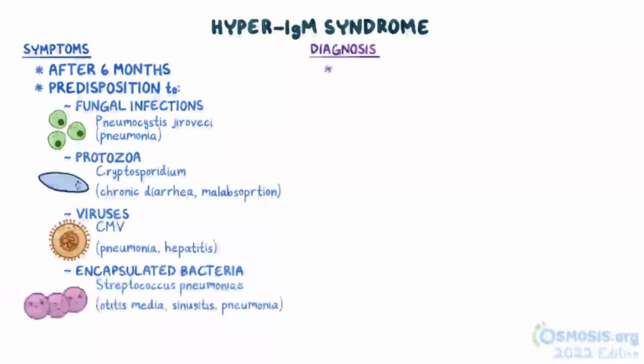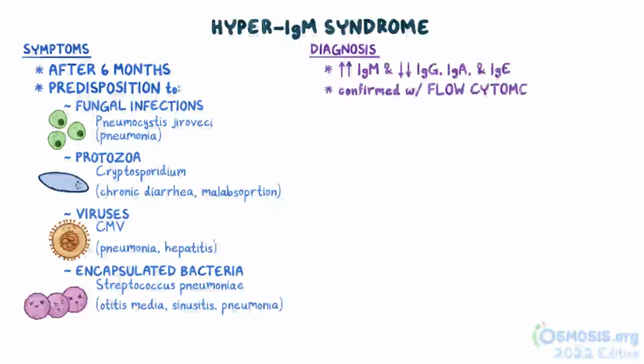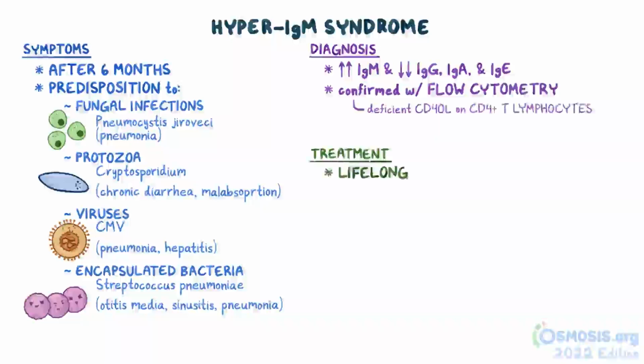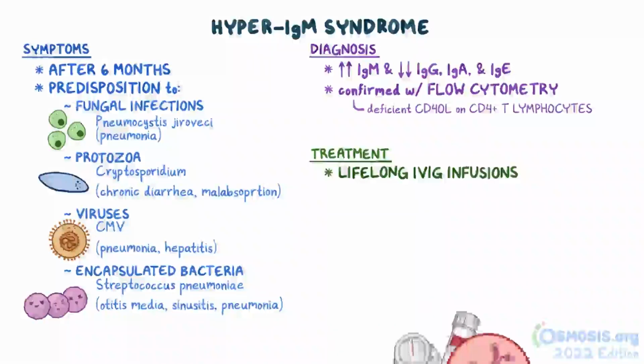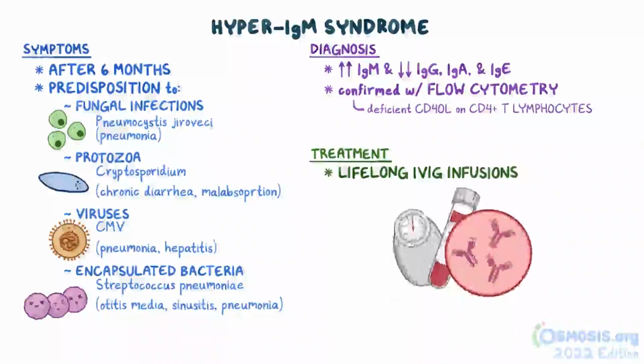Lab work shows an elevated IgM with reduced IgG, IgA, and IgE levels. This is confirmed by flow cytometry showing a deficient expression of CD40L on CD4 positive T lymphocytes. Treatment is lifelong, monthly IVIG infusions with a dose depending on the child's weight and IgG blood count.